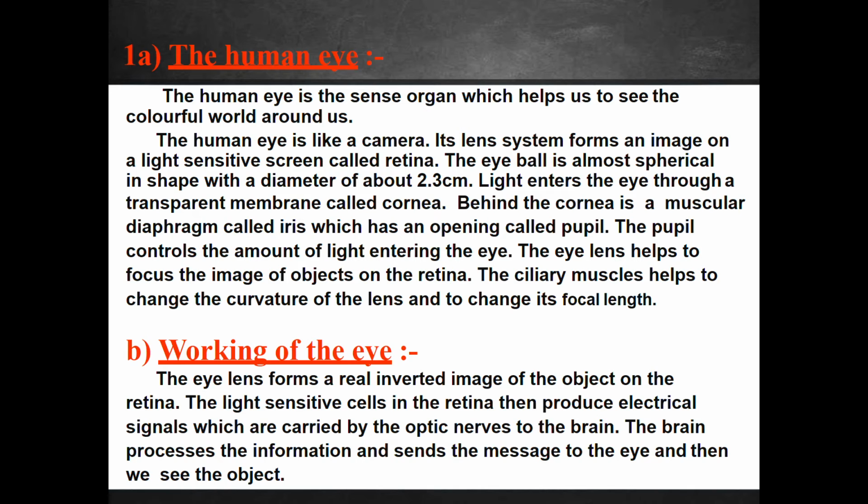The eye lens forms real and inverted image of the object which is in front of the eye, and this image is formed on the retina. There are some light sensitive cells which are present on the retina, and they produce electrical signals, and these signals are carried by the optical nerves to the brain. Now there the brain analyzes this information. Processing of information or analysis of information is done in the brain, and then the brain sends the message to the eye, and then we are able to see the objects.